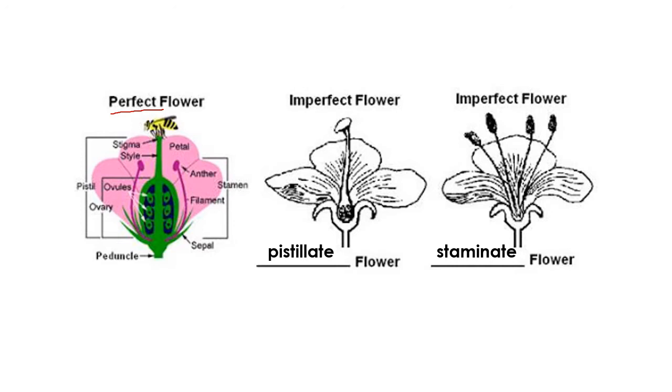However, sometimes we have only female flowers, or pistillate flowers, and so we just have the pistil here. And sometimes we only have the male parts, the stamen, or a staminate flower, like we do over here. So those are called imperfect flowers, and those can be male or female.